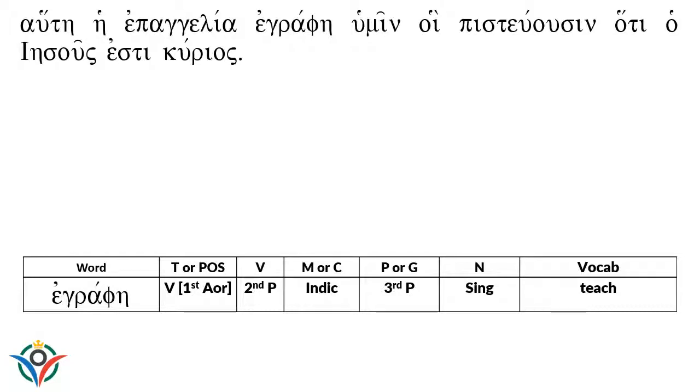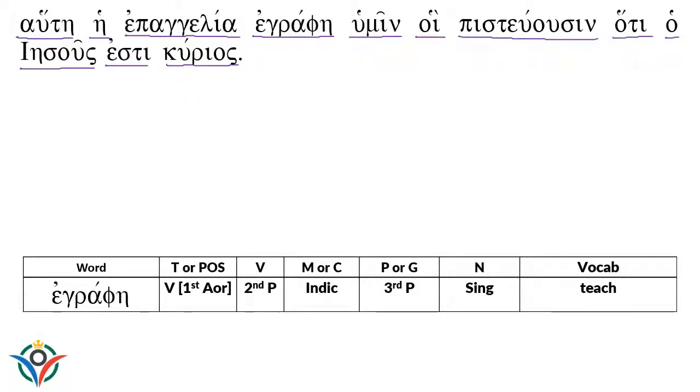Let's look at our second example together. So the Greek text reads, haute, he, epangelia, egraphe, humin, hoi, pestu usin, hoti, ha, Iesus, esti kurios. So I just want to parse one word here.